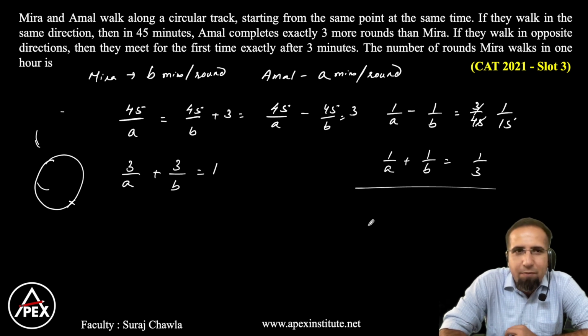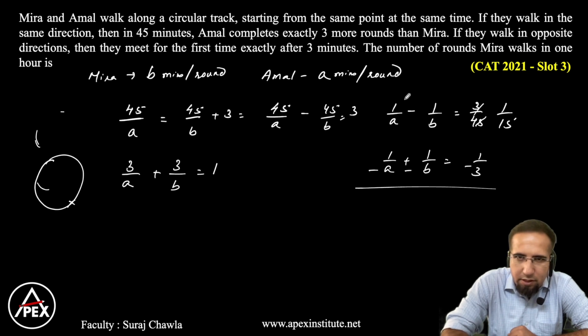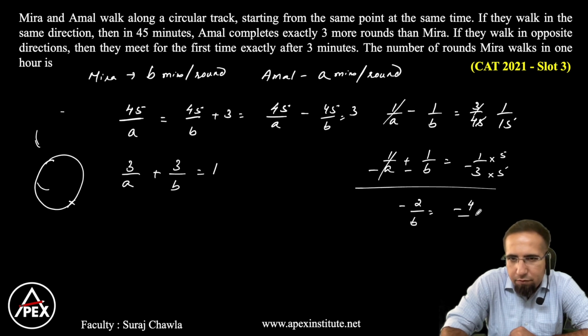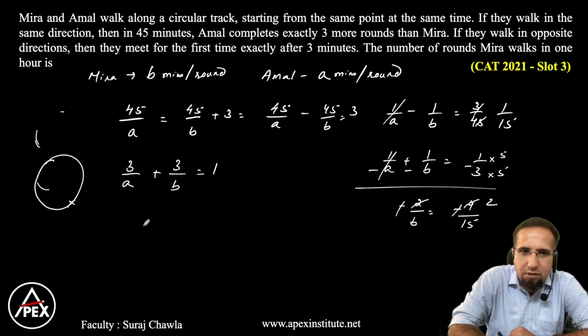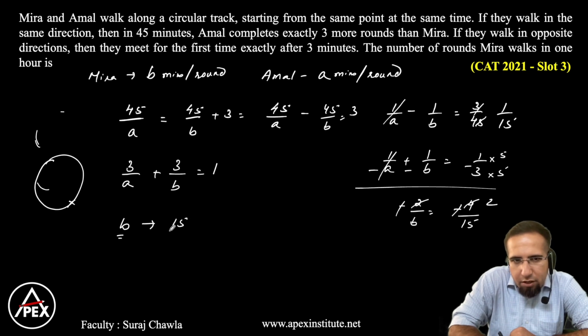Now I want the number of rounds taken by Meera in 1 hour. So let's say minus, minus and minus. So this gets cancelled. This becomes minus 2 by B is equal to 5 by 15, so this becomes minus 4 by 15. Minus minus gets cancelled. That means the time taken by Meera to complete 1 round is 15 by 2 minutes, or we can say 15 minutes to cover 2 rounds.